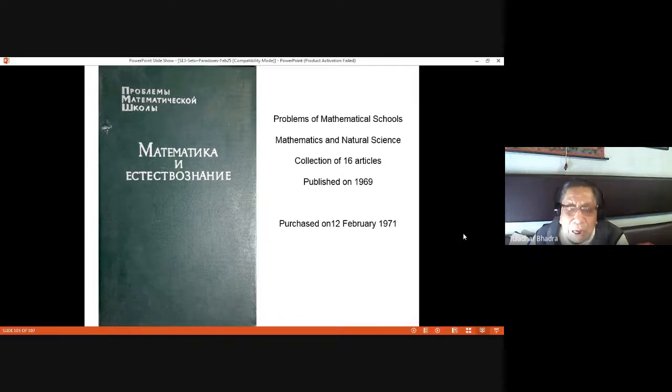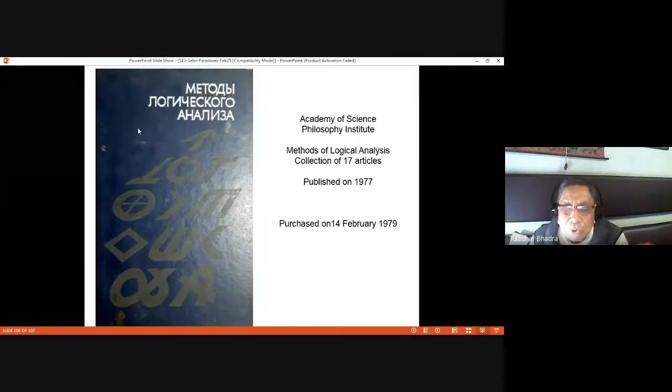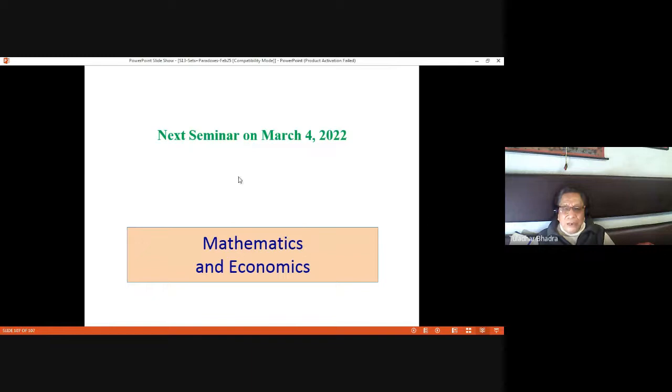There is one more book I have. This book was published by the Academy of Science Philosophical Institute, and is called Methods of Logical Analysis. It is a collection of 17 articles published in 1977. I purchased this book on 14 February 1979. So I have studied such types of books. That's why I could tell you about these historical events and moments. For this time it was more rhetoric, reading my own article, which I published and presented in the World Mathematical Year in Nepal in 2001.